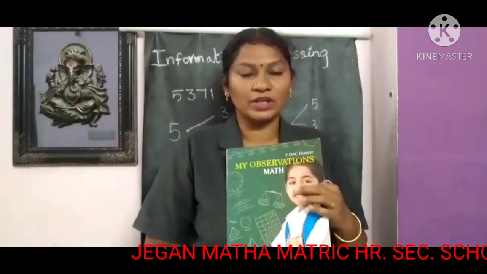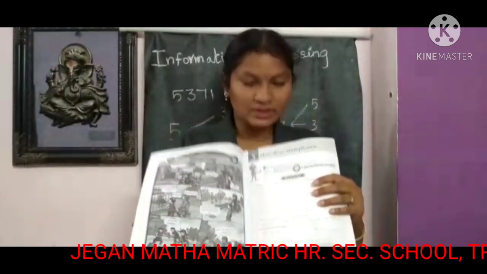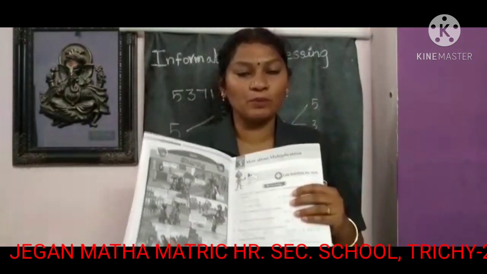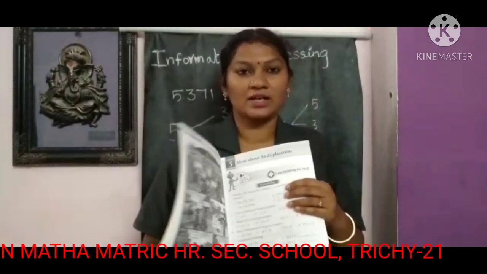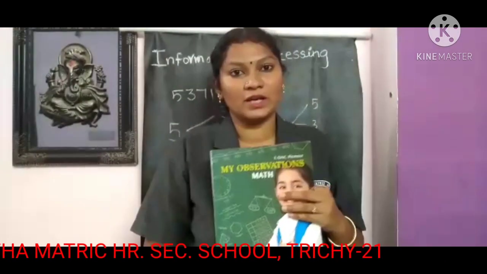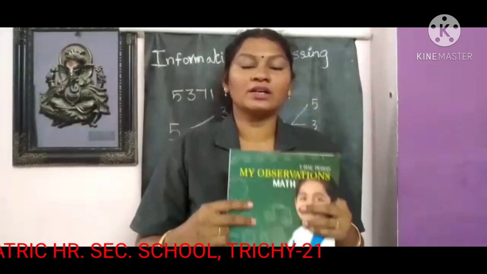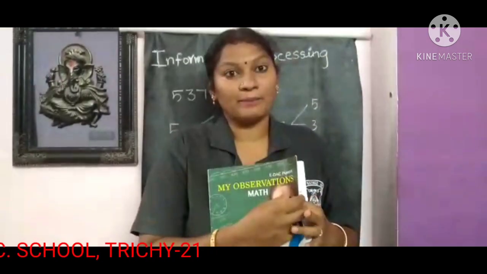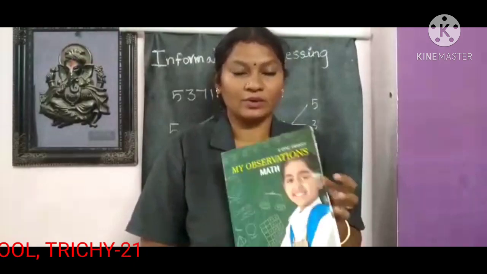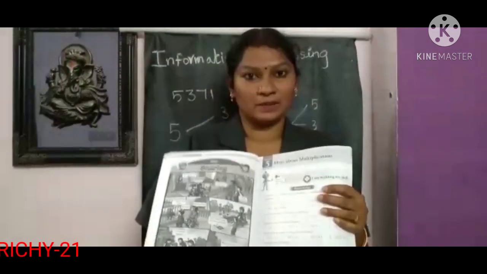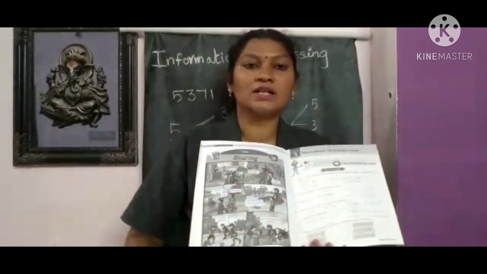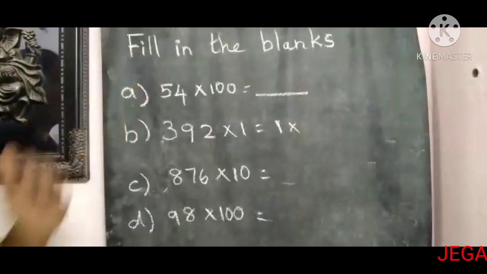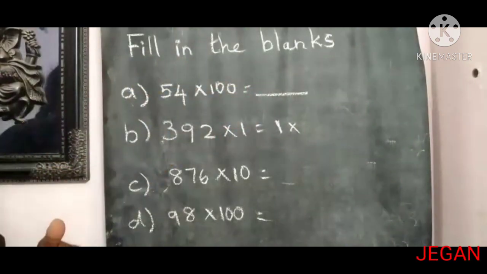In this video we are going to discuss Chapter 5, more about multiplication. You already learned some multiplication sums, and today we are going to discuss the worksheet from My Observation Book part 1. Okay, children, let's see the first sum. Now see the fill in the blanks.